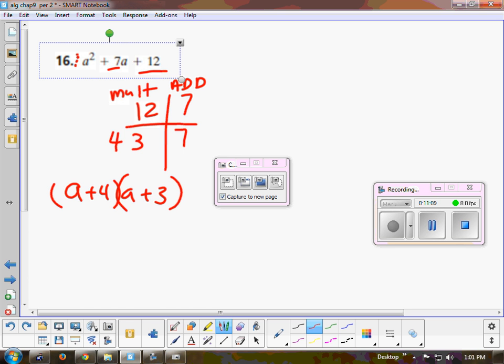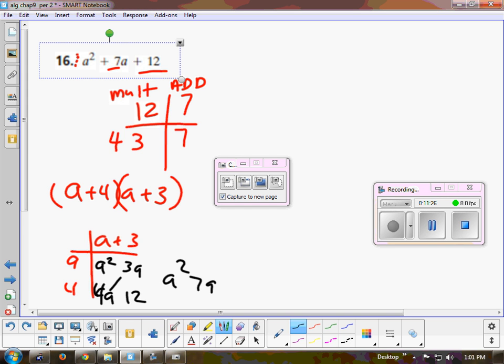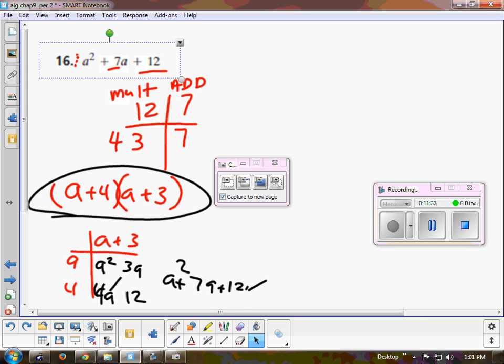Okay, and then you're going to do a check on your answer and see if it equals the original question. And you look at it, it does equal the original question. And it checks. But this is my answer right here. The trinomial factor of a squared plus 7a plus 12 equals a plus 4 times a plus 3.